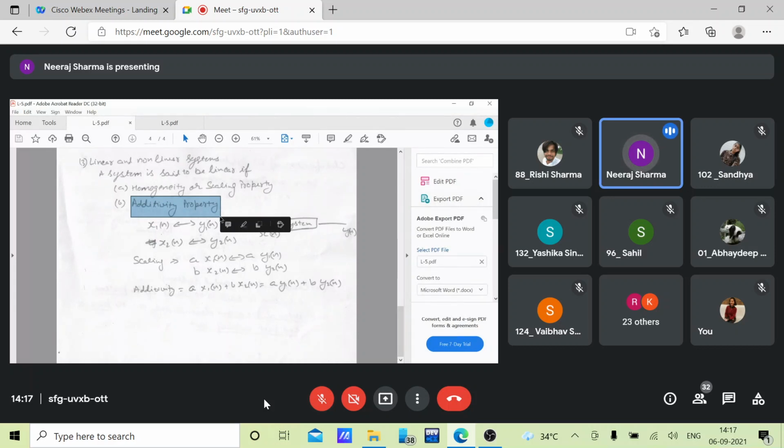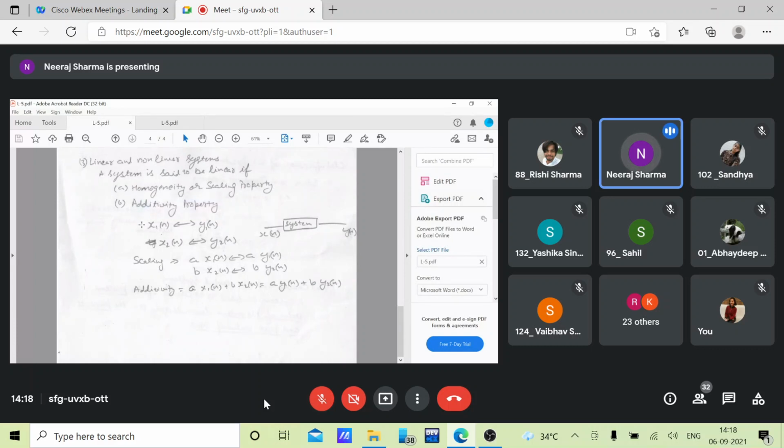The homogeneity or scaling and the additivity property together are known as the superposition theorem. You might have heard about this theorem. Any system which obeys the superposition theorem is known as a linear system. And what is the superposition theorem? It has two characteristics: one is homogeneity or scaling, and the second is the additivity property.